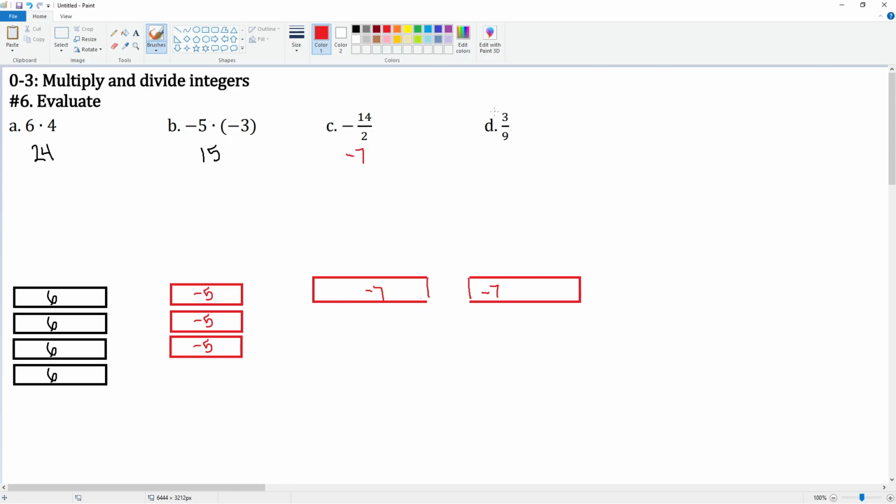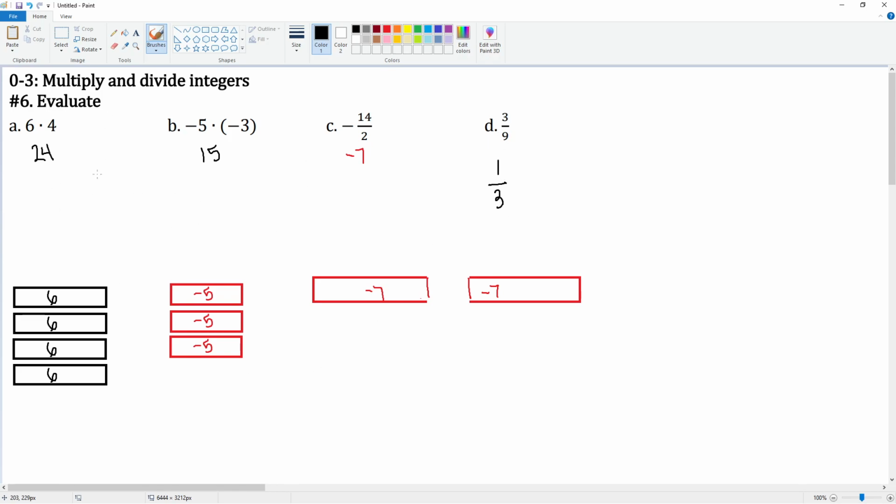The letter D, which is 3 over 9, you can see this as the number 3 and the number 9. You can pull out a 3 from each. So divide all this by 3. 3 divided by 3 is 1. 9 divided by 3 is 3. Okay, so that would be 1/3.